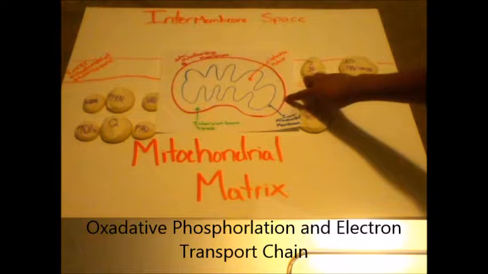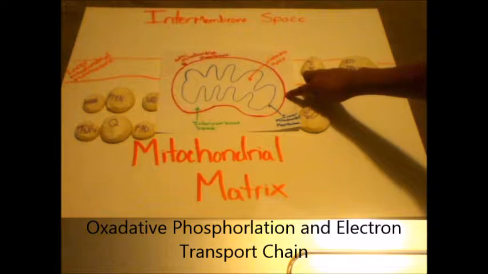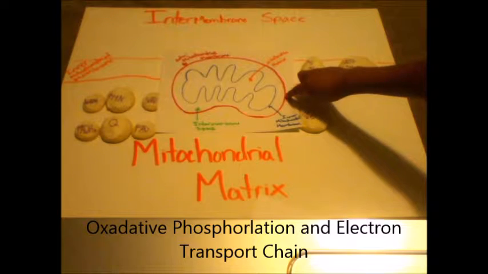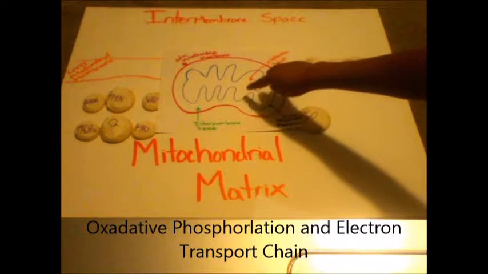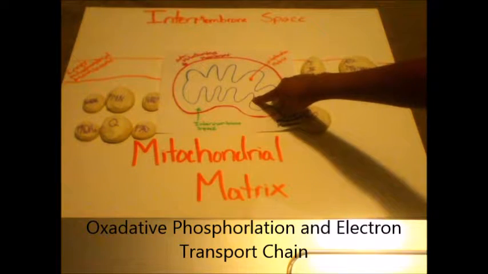This in the red is the outer mitochondrial membrane. It consists of a phospholipid bilayer. And in the blue is the inner mitochondrial membrane. It also consists of a phospholipid bilayer, and this is where oxidative phosphorylation takes place.